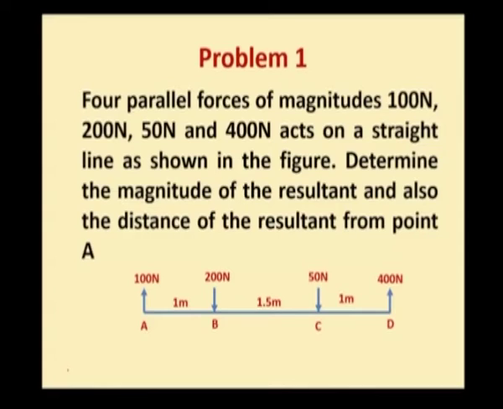Magnitude of the resultant will be easily obtained by determining the algebraic sum of all forces. But in order to determine the position of the resultant, we have to use Varignon's theorem. Now, let us see the solution for this. So, this is the line ABCD in which 4 forces are acting. Distances between the forces are given.